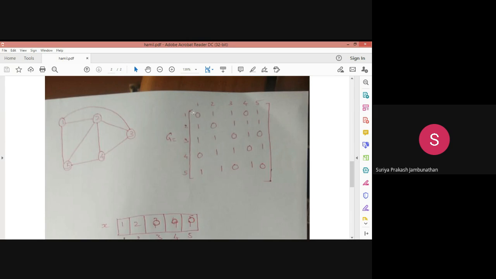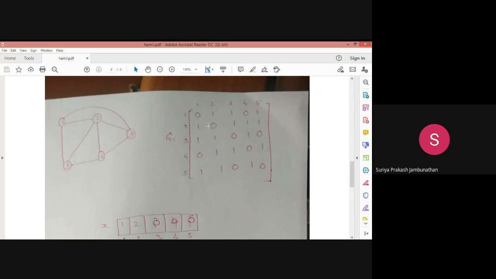So in this case, 1 to 1, there is no self loop, so we put 0. 1 to 2, there is an edge, so we put 1 here. 1 to 3, there is a path, so we put 1. 1 to 4, is there any path? There is no path, so we put 0. 1 to 5, we put 1 because there is a direct path. Like that we are filling the entire graph.